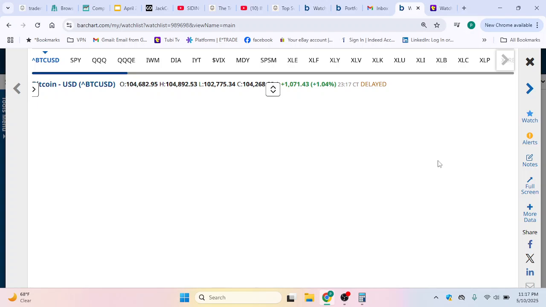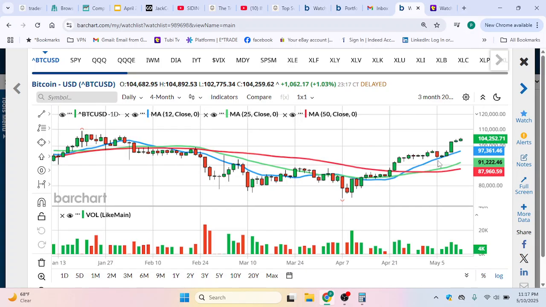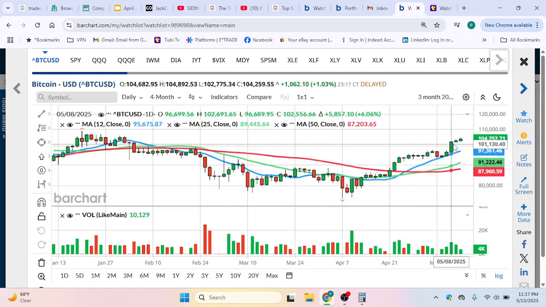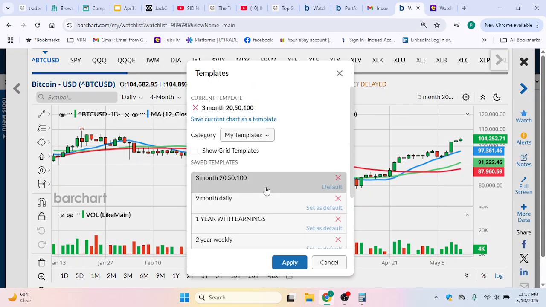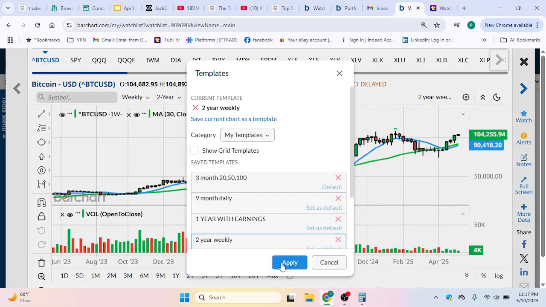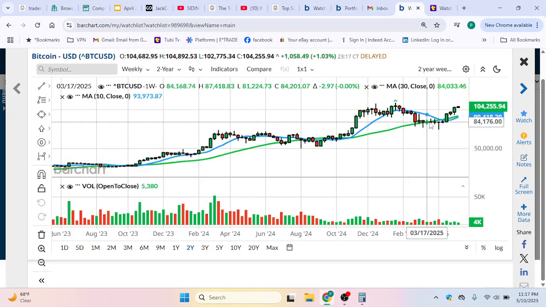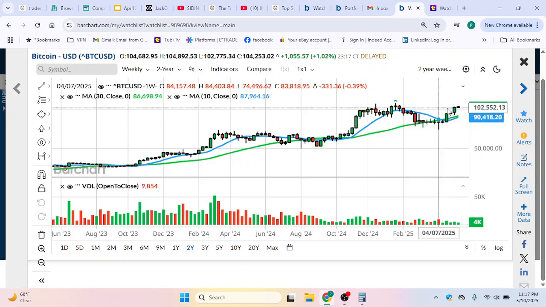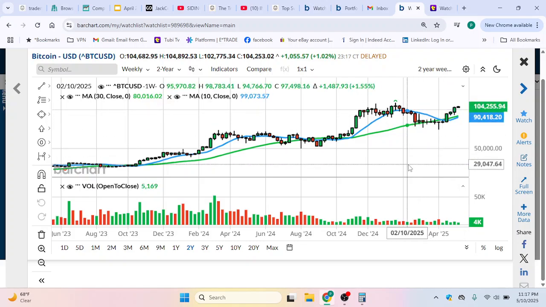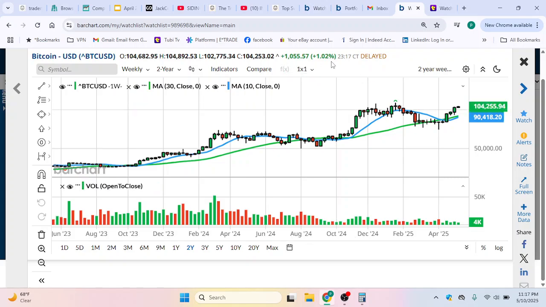We could just take a quick look here at something like Bitcoin, which has really had a nice rally over the last month. Let's go to a week. I think a weekly chart will show that better. So yeah, here's the Bitcoin. It kind of sold off, and then made a nice rally back towards these highs. It closed the week at over 104,000 on Bitcoin.